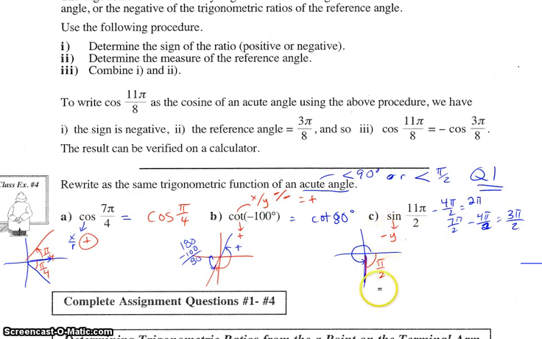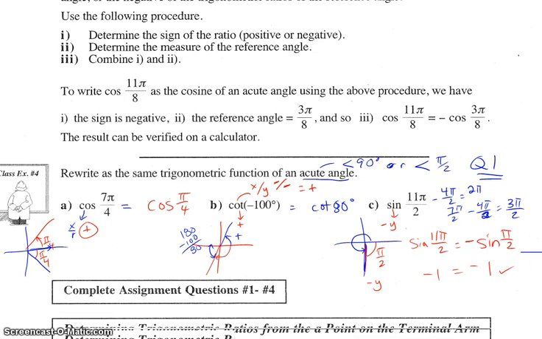So negative y down here, which means the sine of 11 pi over 2 will equal the negative of the sine of our reference angle pi over 2. And if you're not sure about that, try it on the calculator. You'll see sine of 11 pi over 2 is going to equal negative 1. And the sine of positive pi over 2 is 1, but then we're making that negative, and it checks out. All right, good job.